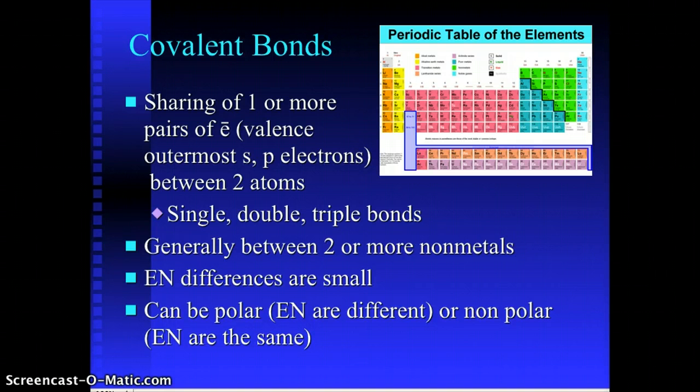When you have really big differences, that's when you get the ionic bonds. If they're different enough, though, we have what are called polar bonds. If their electronegativities are almost the same, if not the same, then they're nonpolar. We'll get into polarity and nonpolar things a little bit next week. But the key there, again, is nonmetals sharing pairs of electrons, and that sharing is making a bond.